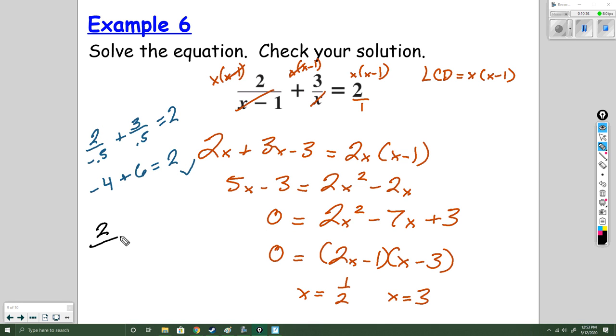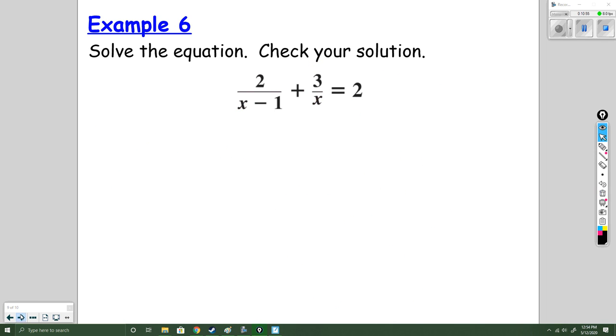So if we plug 3 in, we'll get 3 minus 1, which is 2. 3 over 3. 2 halves plus 3 halves equals 2. Yep, that's right, because that's just 1 plus 1. Awesome.